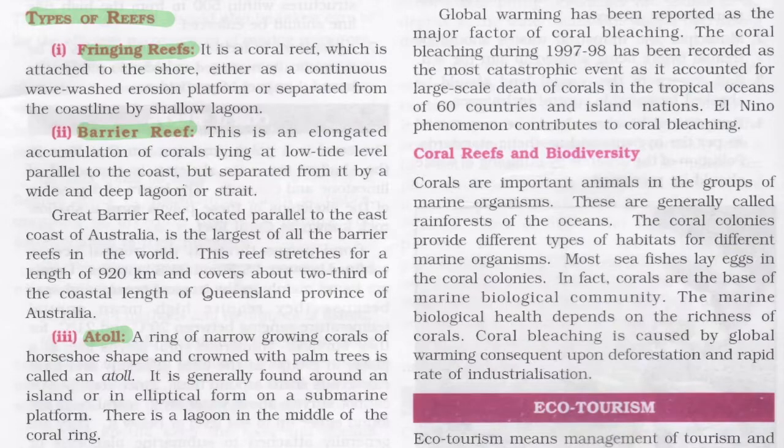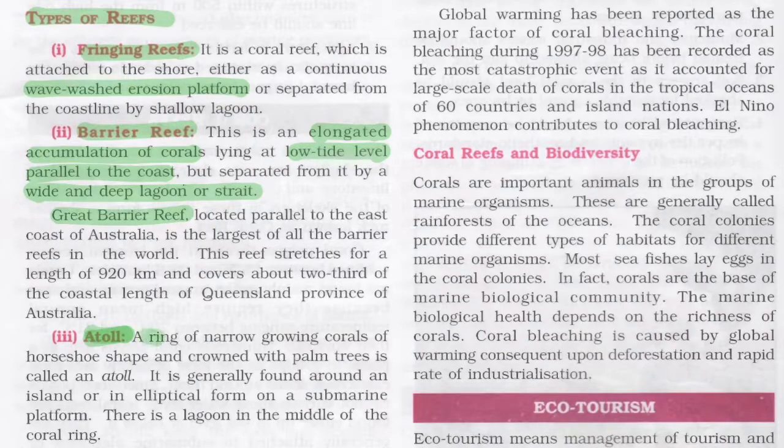Fringing reef is a coral reef which is attached to the shore, either as a continuous wave-washed erosion platform or separated from the coastline by a shallow lagoon. Barrier reef is an elongated accumulation of corals that lies at the low tide level parallel to the coast but separated by a wide and deep lagoon or strait. The Great Barrier Reef, located parallel to the east coast of Australia, is the largest of all the barrier reefs present in the world.